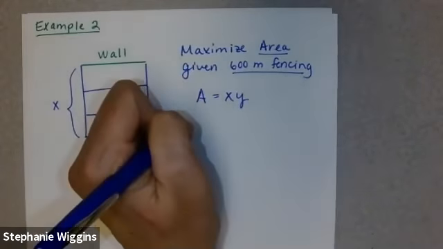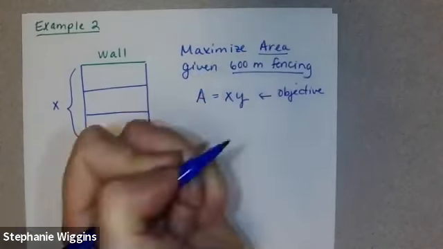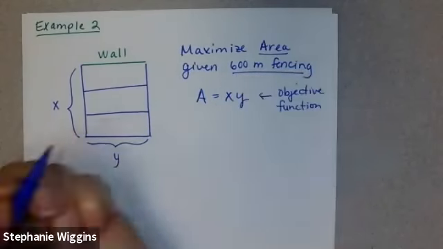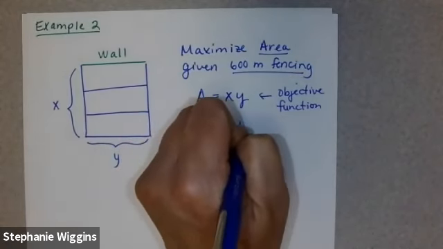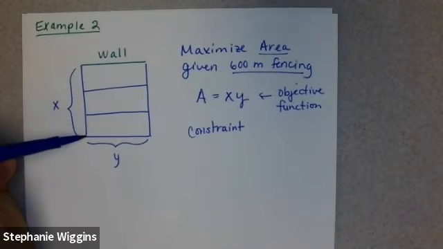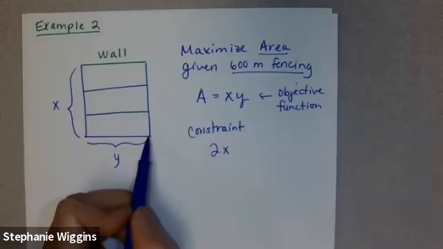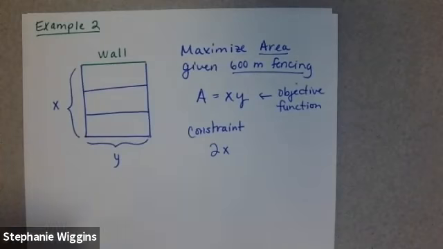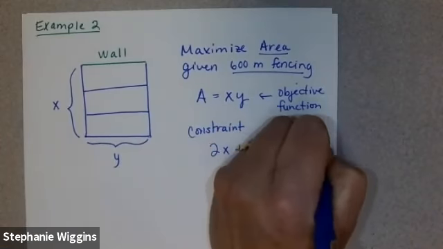So the area is going to be xy. This is my objective function that I want to maximize. It's always the function you want to maximize or minimize that is your objective function. And my constraint is that I have a limited amount of fencing, 600 meters to be exact. So I'm going to have this side is X, this side is X, that's 2X. And then I have 1Y, 2Y, 3Y. I don't need one for the wall. So I have plus 3Y, and that's going to be totaling 600 meters of fencing.